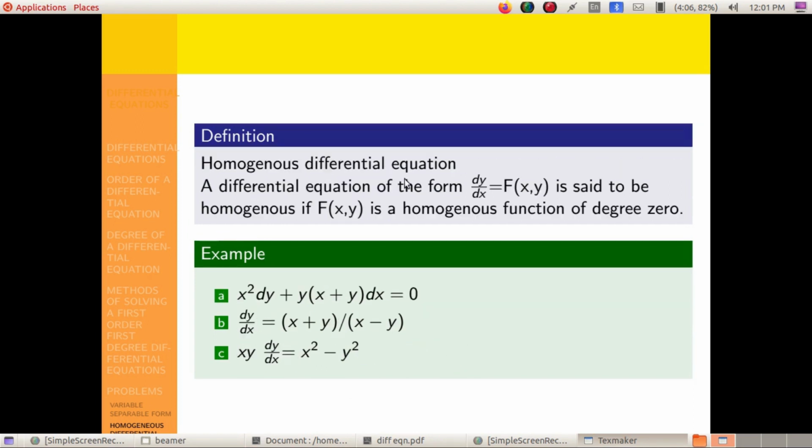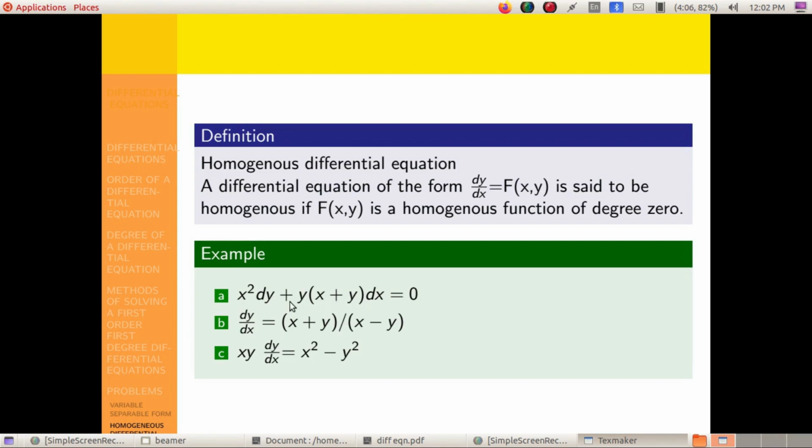Now homogeneous differential equation. A differential equation of the form dy by dx equal to f of x, y is said to be homogeneous if f of x, y is a homogeneous function of degree 0. For example, consider x square dy plus y into x plus y dx equal to 0. Now this is of the form dy by dx equal to, taking this term to this side, minus y into x plus y divided by x square.